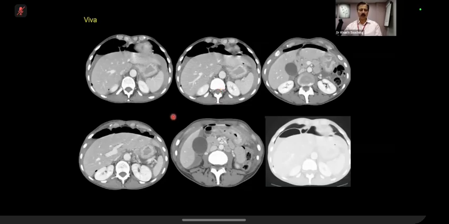Last film for you, and then we will take a 5-minute break. What do you think about the stomach? Over to you.